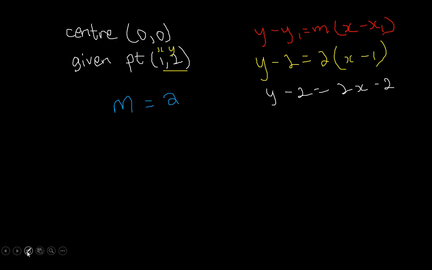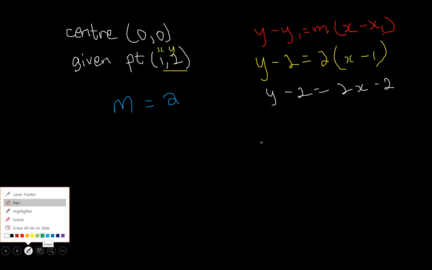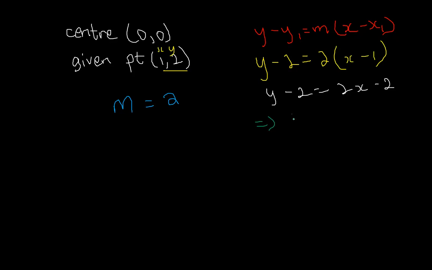So I'll end up with y is equal to 2x minus 2 plus 2 is 0. And that's why the equation of my normal is y is equal to 2x.